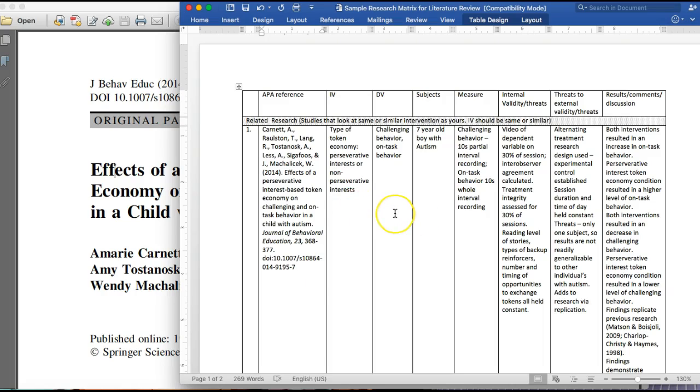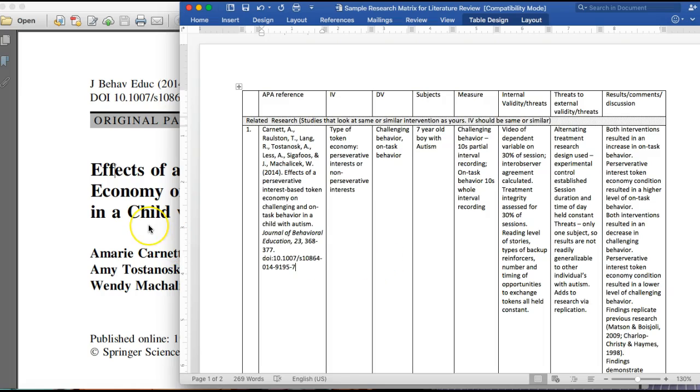Take the time to do it right away, and then you'll have it and it becomes easy to do. Next, I went through and looked at what the independent variable and the dependent variables are. Now, if you remember, the independent variable affects the dependent variable. So the independent variable is often the intervention itself that is being used.